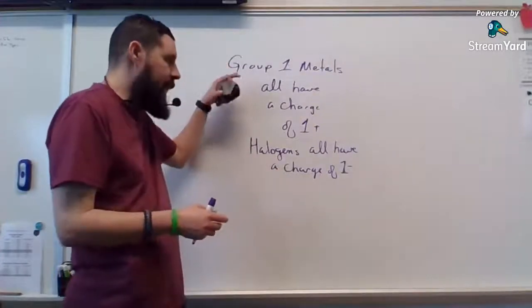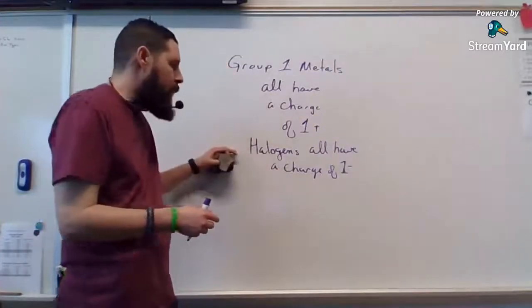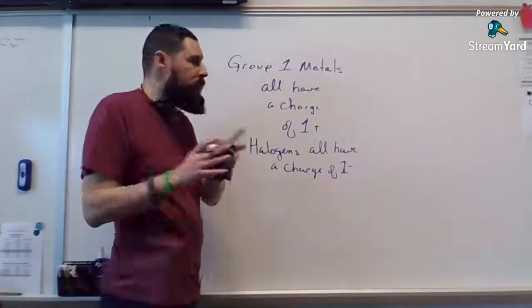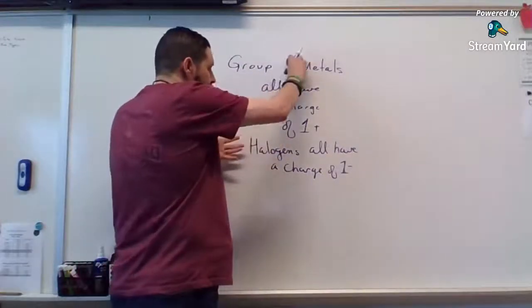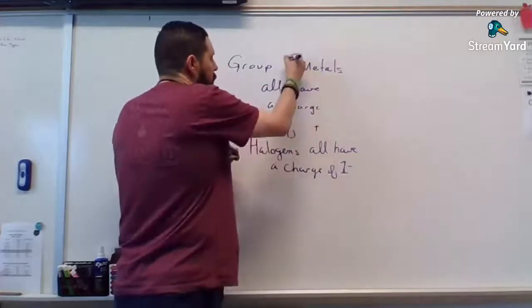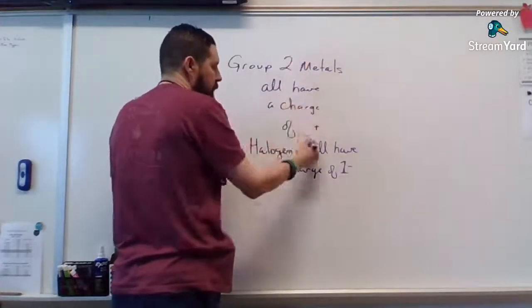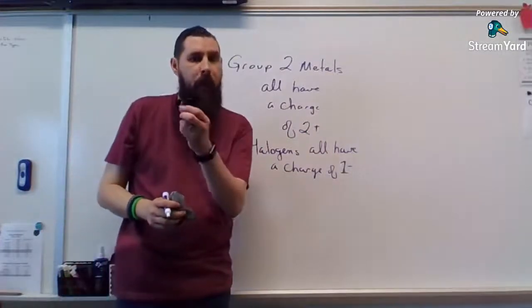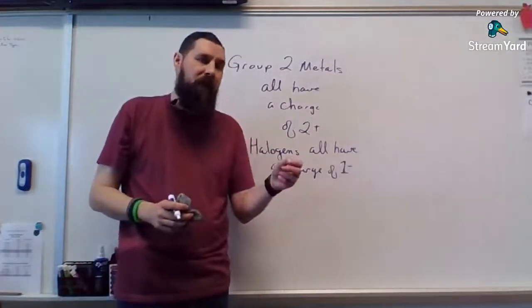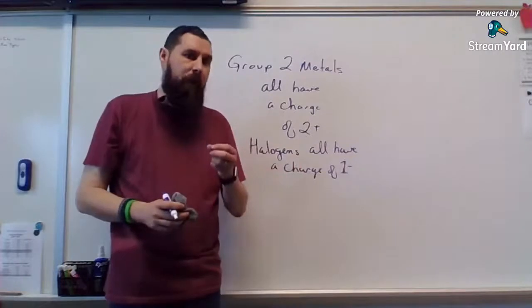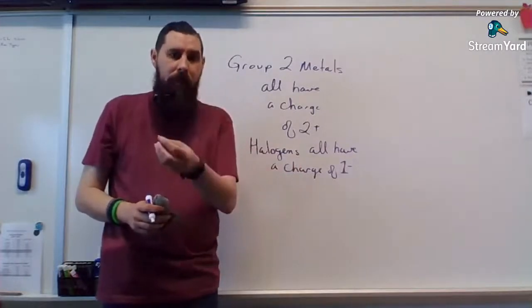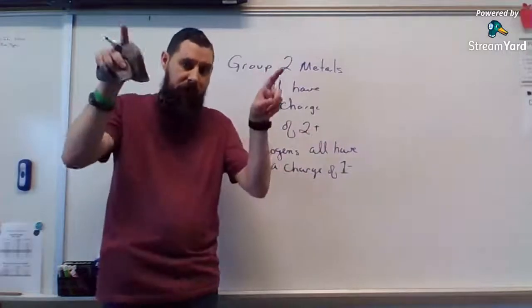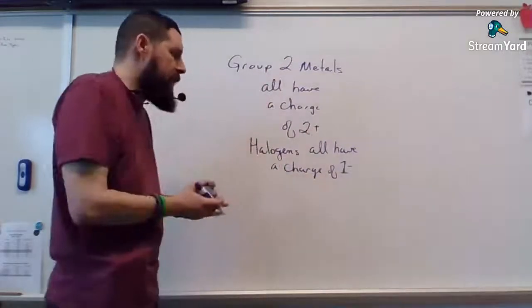So let's take a look at combining a group 1 metal with a halogen, and then we'll look at the group 2 metals. While I have this up here, all group 2 metals have a 2+ charge, which means when I combine a group 2 metal with a halogen, I'm always going to get a formula of the metal and then the halogen with a subscript of 2, because the positive 2 crosses down to become that subscript.